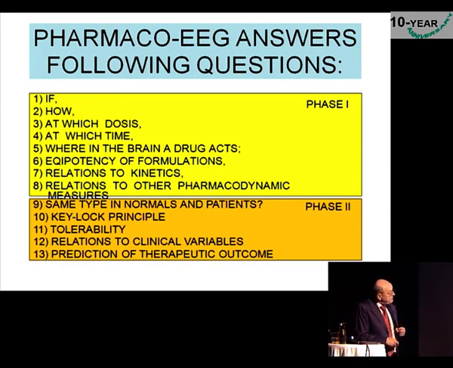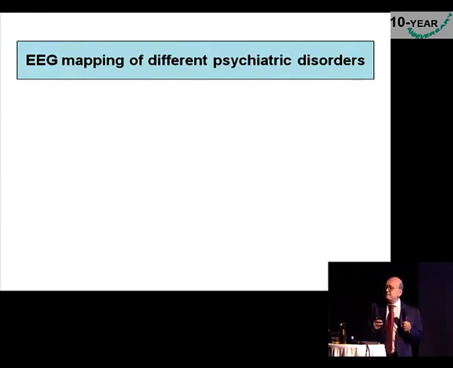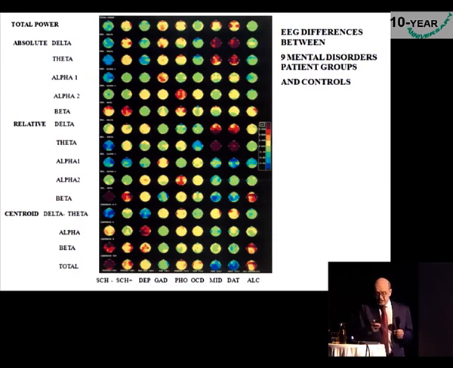And this brings me to a very important point, the key-lock principle, because it soon looked like certain drugs would fit a certain disease, like a key to a lock. And we call this the key-lock principle. And this is actually what we have in medicine all over. And there I would like to show you only a few examples. But it is based on the fact that we know that different psychiatric disorders have different EEG maps as compared with normal controls.